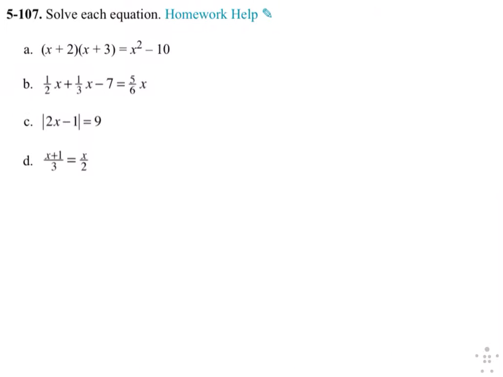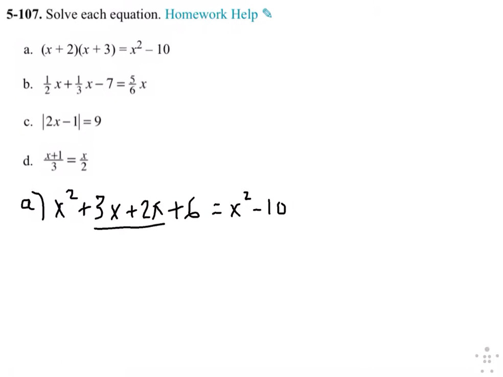Okay, 107, they want us to solve equations, so let's start with A. I'm going to multiply the left two binomials, so that's FOIL. x times x is x squared, x times 3 is 3x, 2 times x is 2x, and 2 times 3 is 6. On the right-hand side we have equals x squared minus 10. Combining like terms, x squared plus 5x plus 6 equals x squared minus 10.